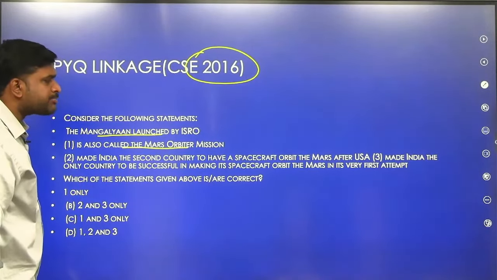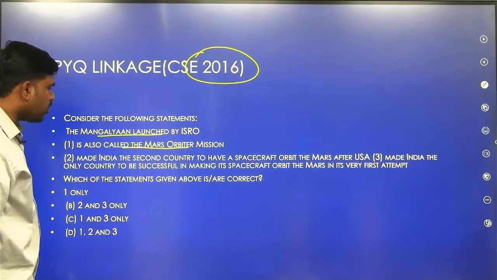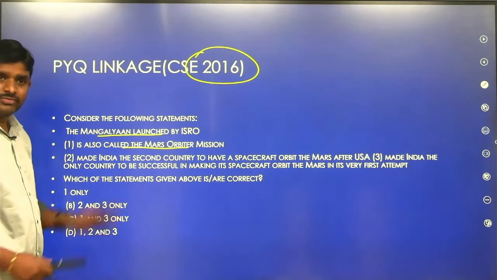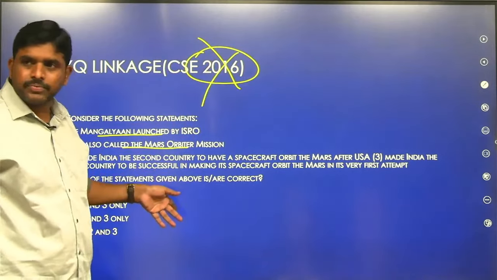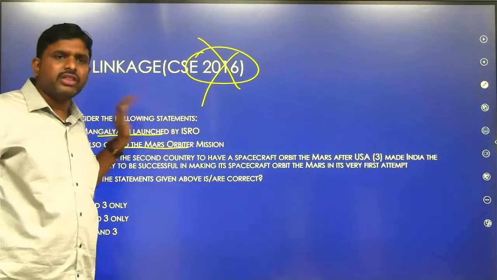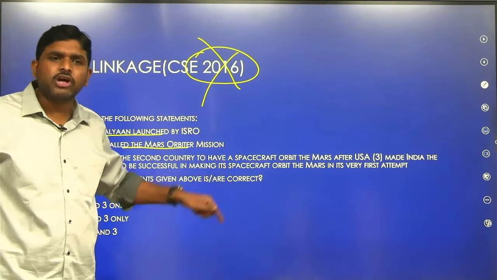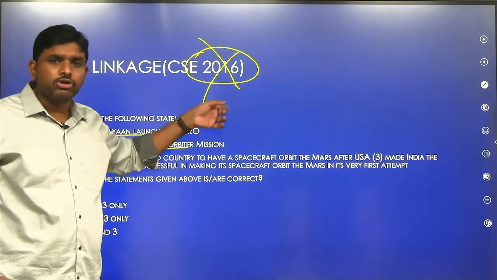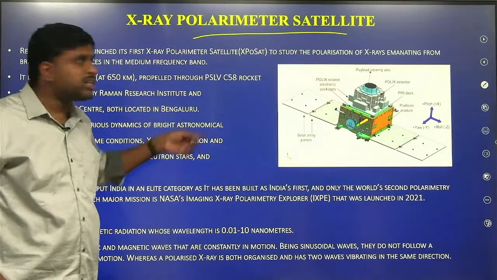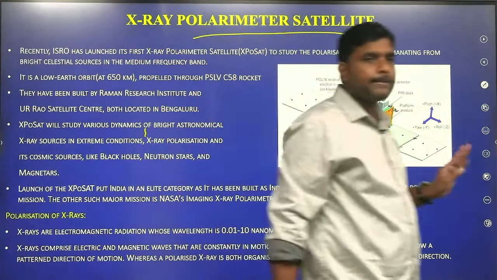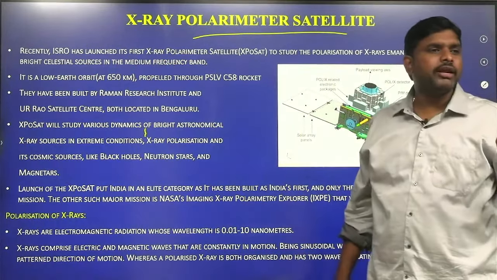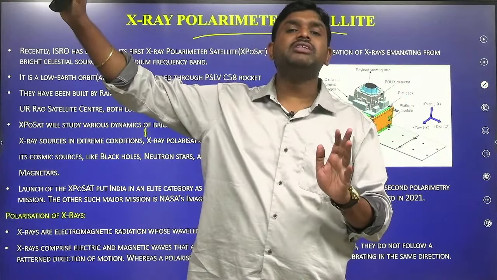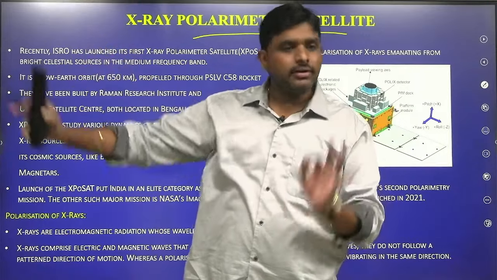It made India the second country to have a spacecraft orbit Mars, after the USA. It made India the only country to be successful in making its spacecraft orbit Mars in the very first attempt. See, these are not tough. The question is easy; they are just asking awareness. Whether Mangalyaan is the Mars Orbiter Mission or not. It is India after USA. Direct awareness questions. So they asked about Mangalyaan in 2016. In 2023-2024 January, what is making the news? The X-ray polarimeter. Hence we can expect a question on it. What is this? In outer space, X-rays are studied by this particular satellite called the X-ray polarimeter satellite.